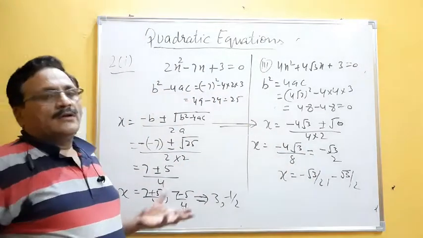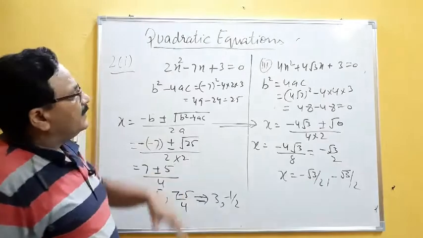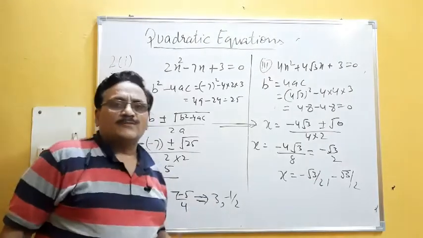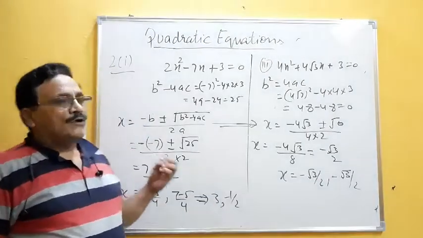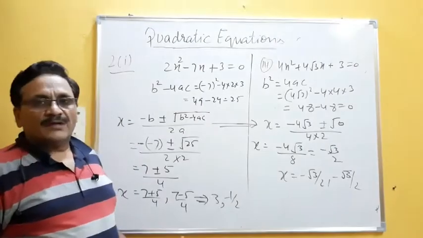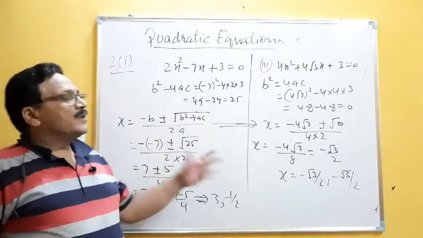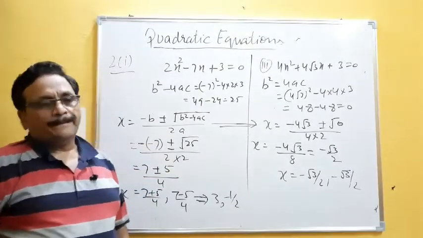So what you observe there is, whichever method you use, splitting the middle term, quadratic formula or completion of square, in all cases you get the same answers. Okay? Write it.